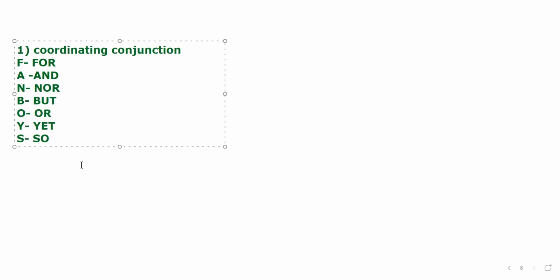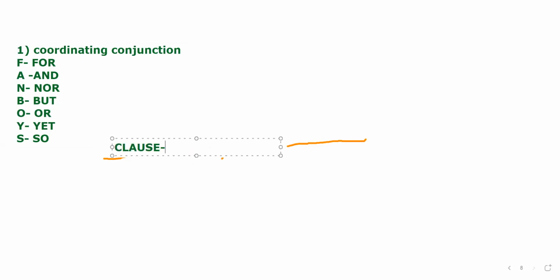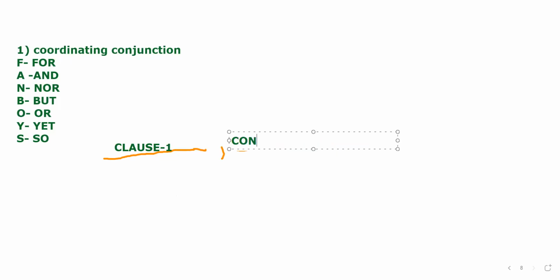Now, whenever you are forming a sentence using a coordinating conjunction, one clause should be here, then you will put a comma, then you will put your conjunction, and then you will write the second clause here. So like here you will write clause 1, here you will write the conjunction, and then you will write clause 2.